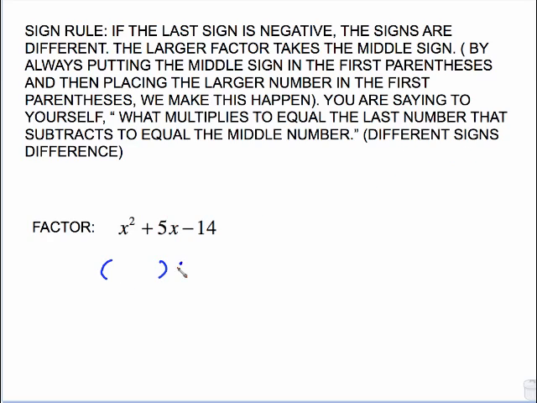So a couple more examples. x and x will go in the front. What do you think the sign is going to be in the very first parentheses? Hope you said plus, because that sign comes down. What's the sign in the next parentheses? Hope you're thinking minus. And then it's what multiplies to give us 14 that subtracts to give us 5, would be 7 and 2.